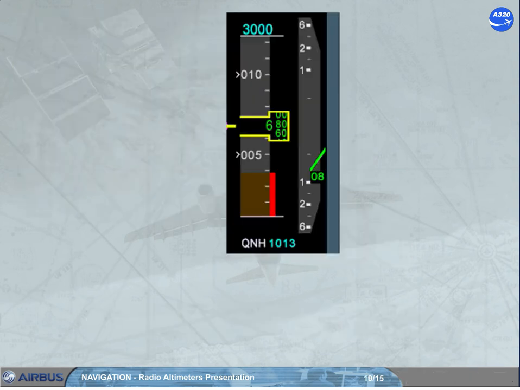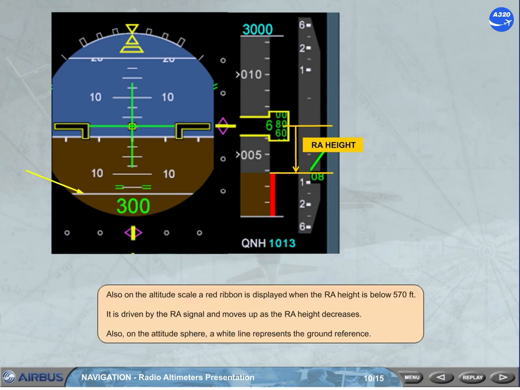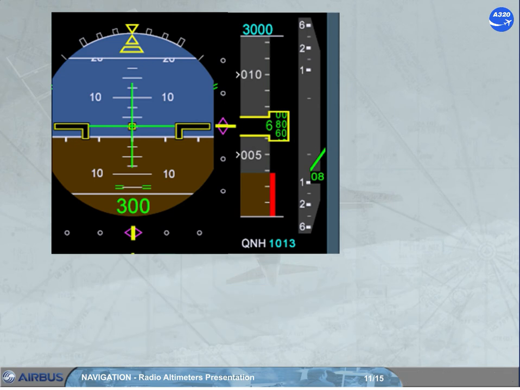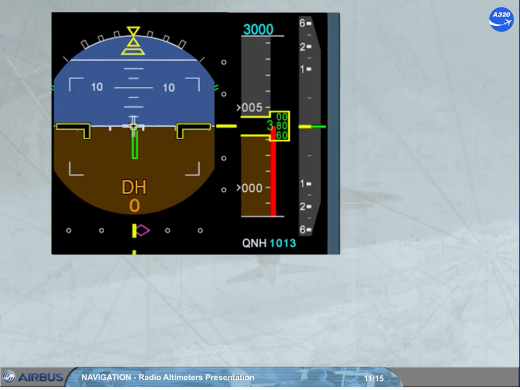Also, on the altitude scale, a red ribbon is displayed when the radio altimeter height is below 570 feet. It is driven by the radio altimeter signal and moves up as the radio altimeter height decreases. Also, on the attitude sphere, a white line represents the ground reference. The red ribbon and the white line move up with the altitude as the aircraft descends. When the aircraft has touched down, the white line is merged with the horizon, and the top of the red ribbon is at the middle of the altitude window, as shown.